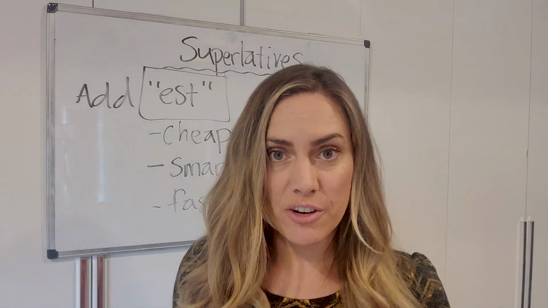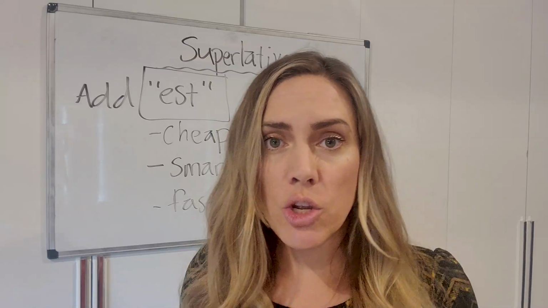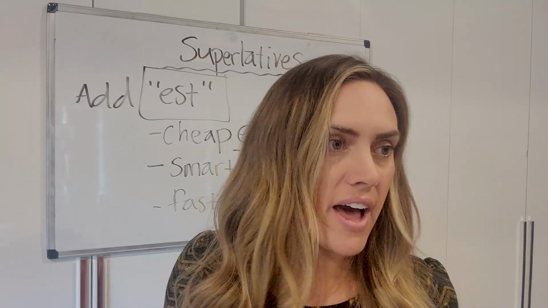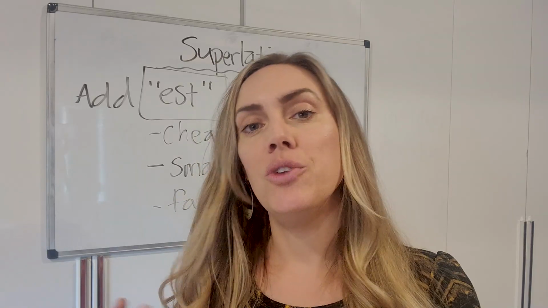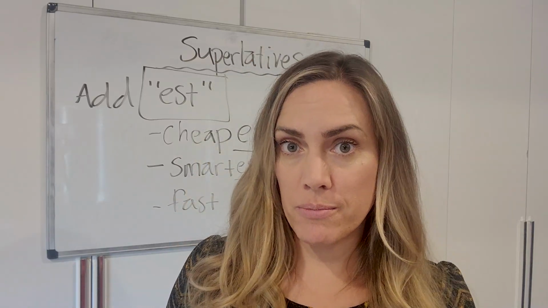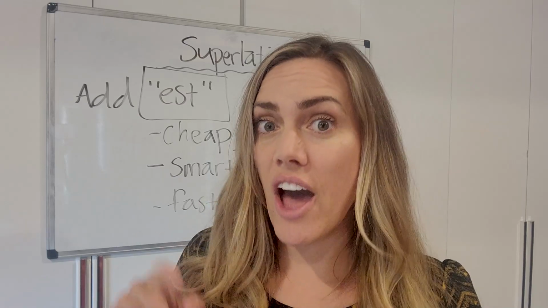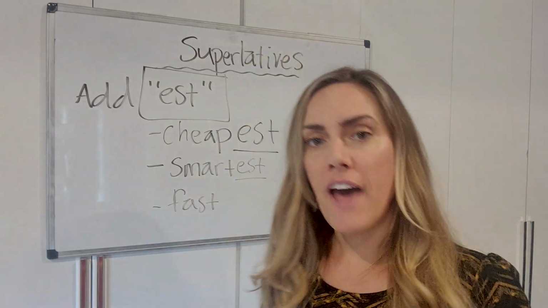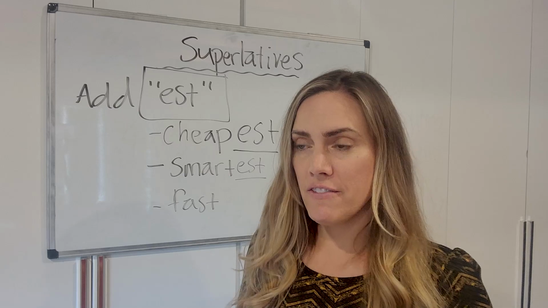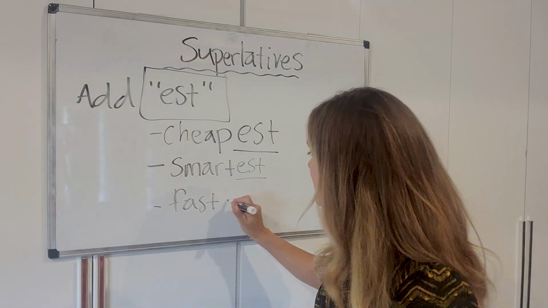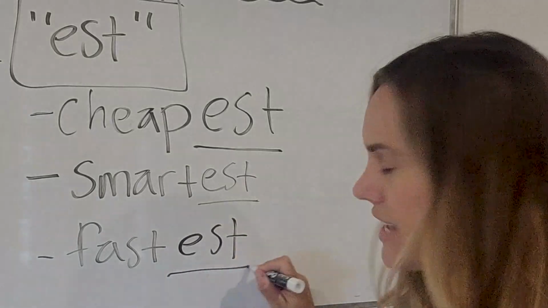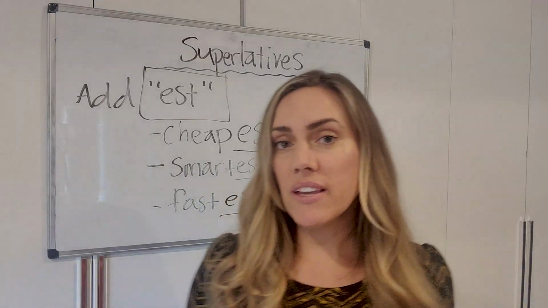Or fast. Fast is an adverb. It describes a verb. How do you run? Fast. How do you walk? Fast. How do you talk? Fast. Those are verbs, and you use adverbs to describe verbs. So this is an adverb that does not end in ly. Fast. How do you run? Fast. Oh, wow, you're so fast. You are the fastest. Add est.